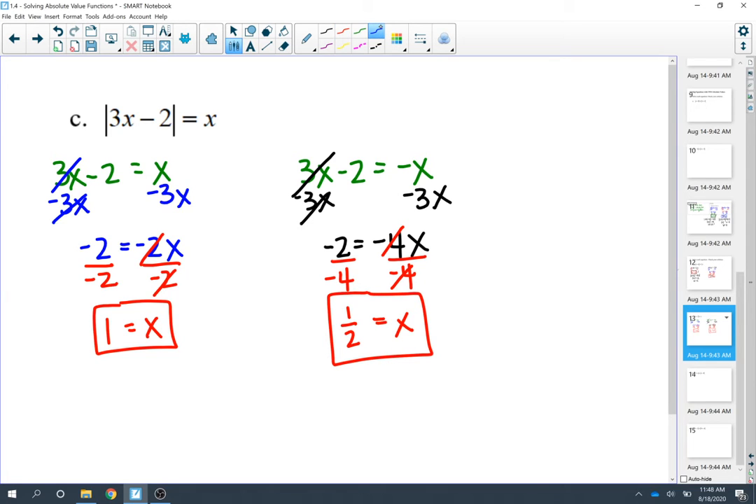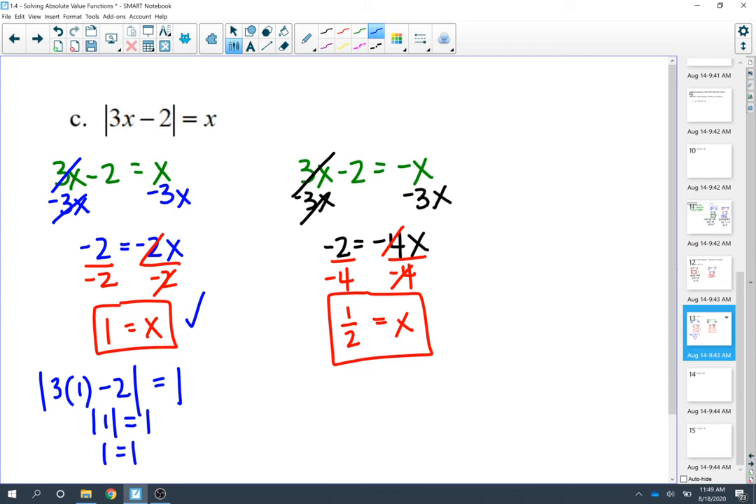Now I'm going to check both of these to see if any of them are extraneous. If I look like I did last time, if I substitute in a 1, 1 is positive. That could probably work. 1/2 is positive. That could probably work. So far I don't see any issues. If I start with 1, absolute value of 3 times 1 minus 2 equals 1. 3 times 1 is 3, minus 2 is 1. That gives me the absolute value of 1 equals 1. The absolute value of 1 is 1, equals 1. Yes, that's a good solution.